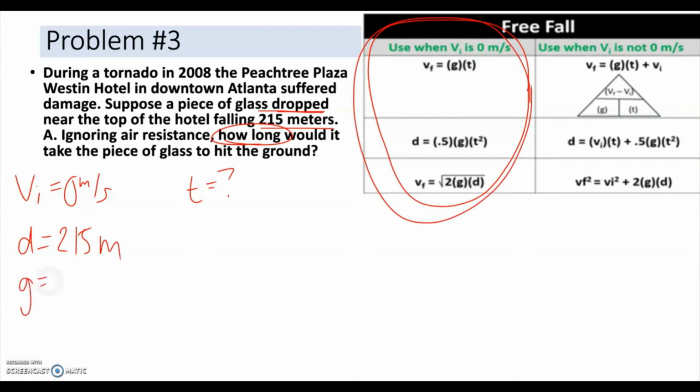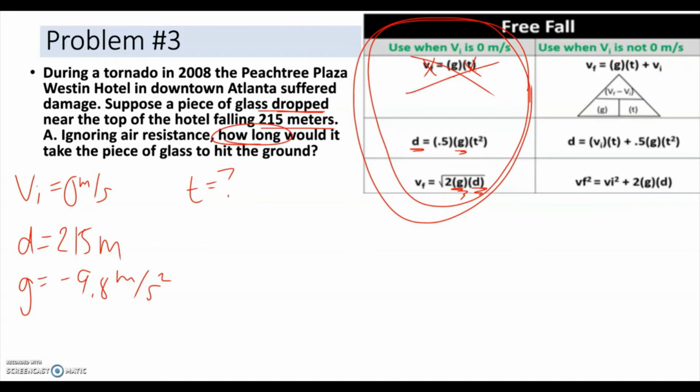And as always, we know gravity is negative 9.8 meters per second squared. We were given displacement and gravity, but we are solving for time. So if we look at our top equation, we were not given the final velocity, and we weren't given the time. So we have two missing variables there. We cannot use this first equation.